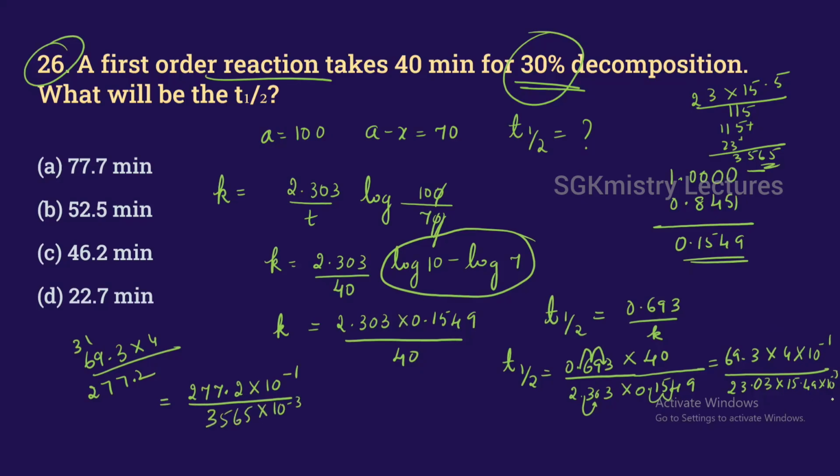Right. Here I've shifted 3 points. So this was minus 3 here. So now 277.2 divided by 3565. So you get the answer when you do the calculations. So let me again shift the point.